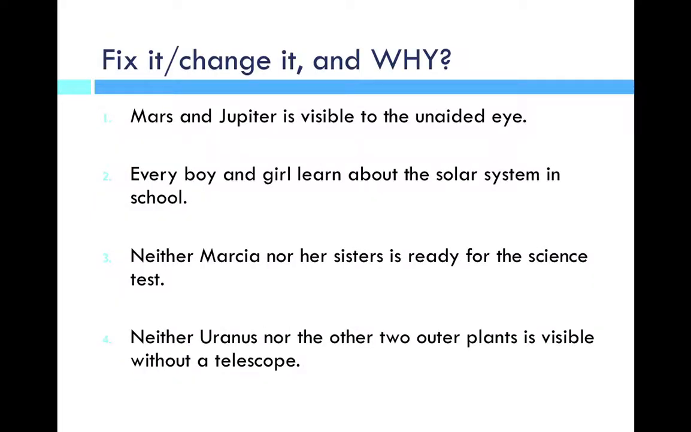Alright, so let's try this. You're going to read over these sentences and decide if you are going to need to fix it or change it and why. Pause the screen, decide what you're going to do, and then when you're ready, you can move on to the next slide and that'll give you the answers.